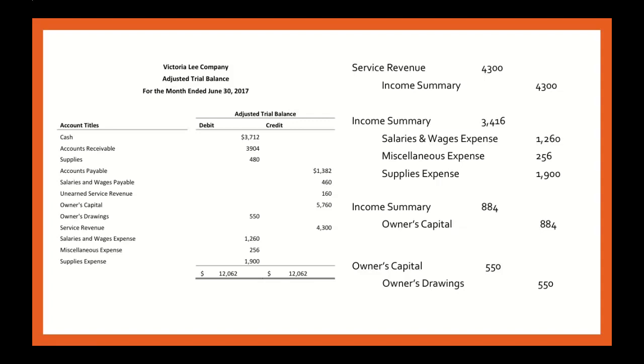Your third closing entry, that's one that could flip. So if we found out that we had a debit balance in income summary back when we did the T account, we would have had to credit income summary to close it. And so in that case, you would flip your income summary and your owner's capital for that third closing entry.